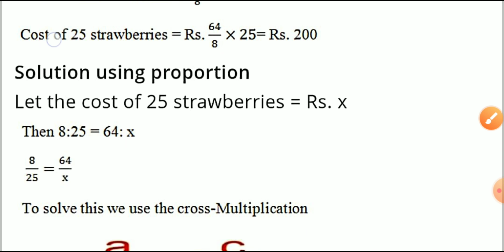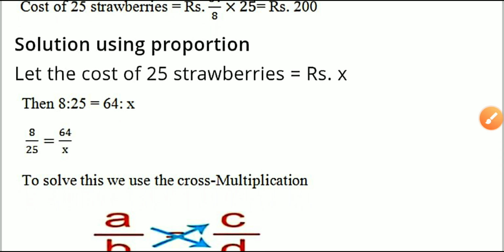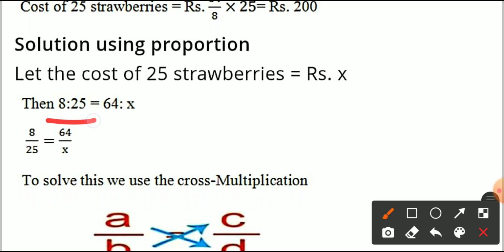Solution using proportion. With the help of proportion, how can we solve it? First we convert this into ratio form. The cost of 8 strawberries and the cost of 25 strawberries; sorry, these are quantities, 8 quantities and 25 quantities. We know that 8 strawberries cost 64 rupees, and we need to calculate the cost of 25 strawberries. So 8 upon 25 equals 64 upon x. Okay, now we will solve by using cross multiplication.